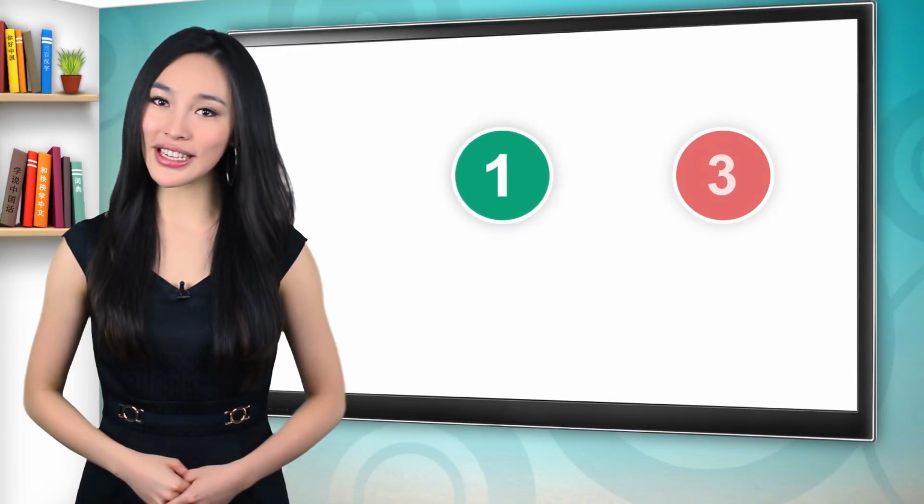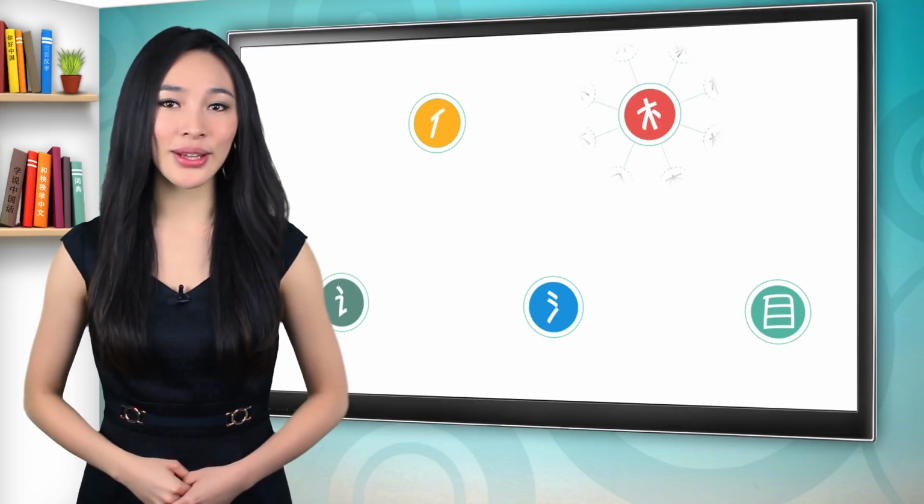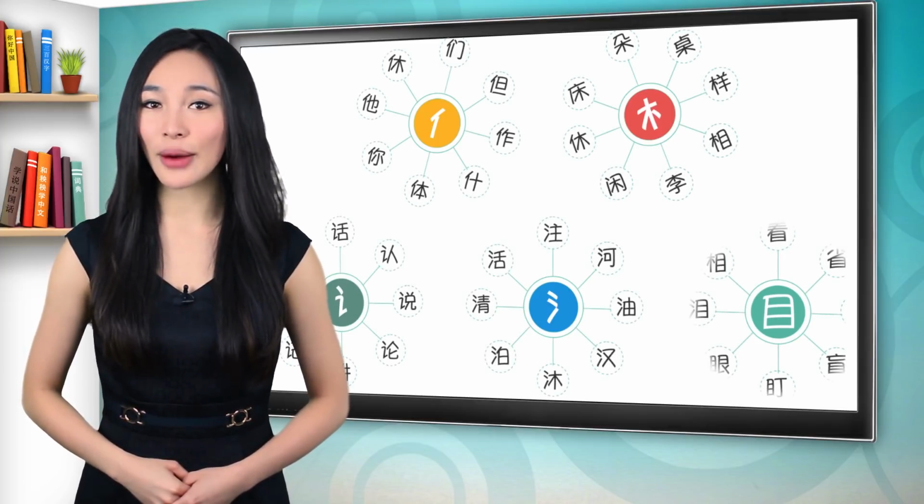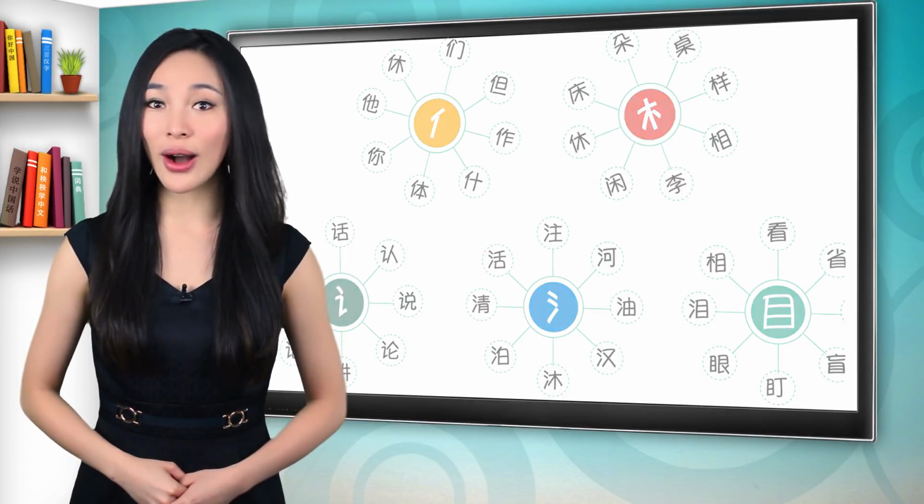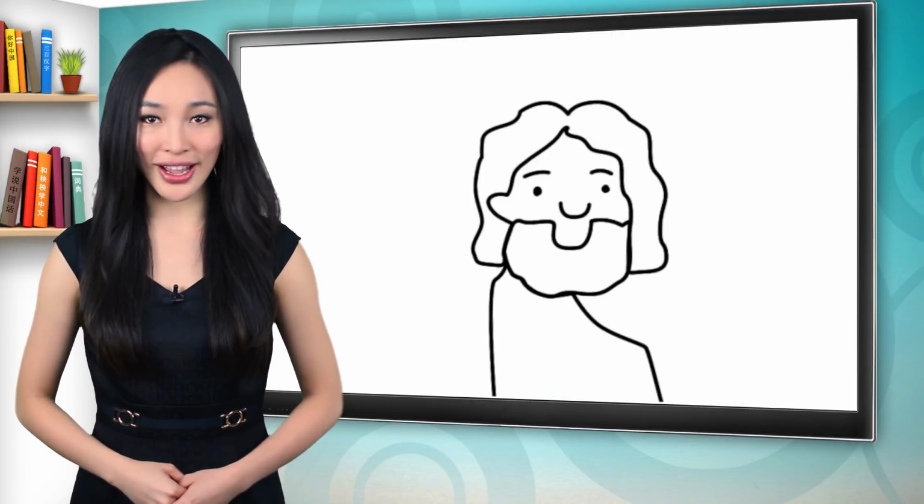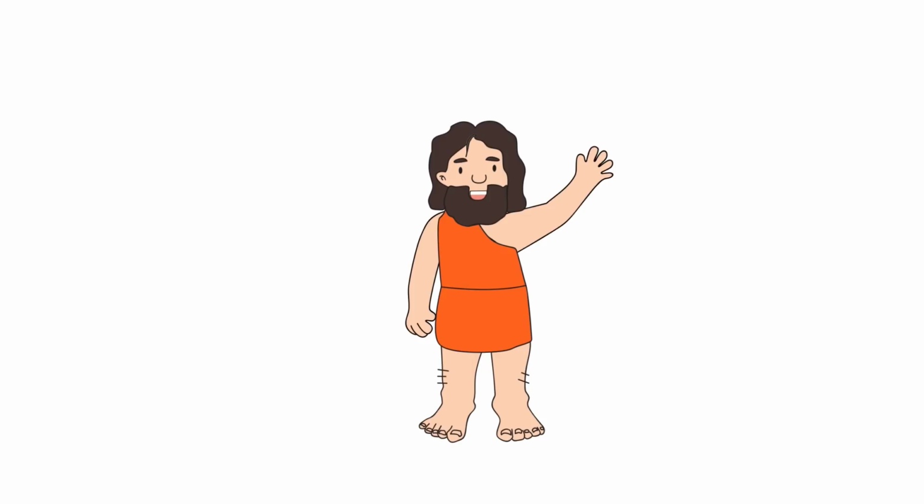In this mini-series of 3 lessons, we'll review the common radicals and their associated characters we learned in our first Yoyo 300 character course. We're going to do all this review through the story of a guy called Man. Let's go back in time and start from the very beginning.